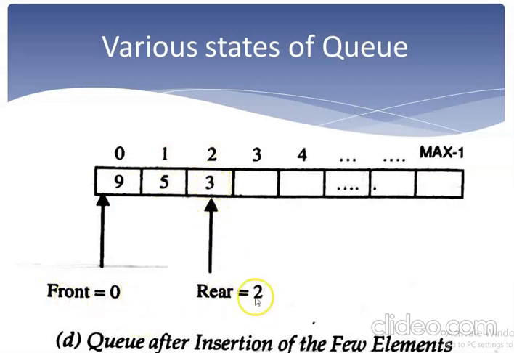So the values of front and rear will be the index values, current position of the index values. So with 3 elements, the pointers will be front equal to 0 and rear equal to 2, so that the indices of the elements are 0, 1 and 2.